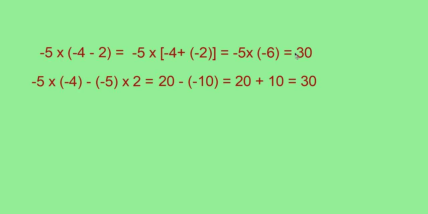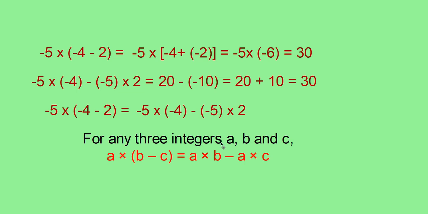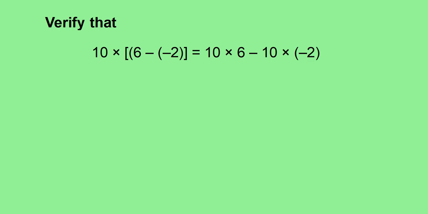Now look at these two questions. Both give the answer 30. So we can say negative 5 into (negative 4 minus 2) can be written as negative 5 into negative 4 minus negative 5 into 2. So we can conclude, for any three integers a, b and c, a into (b minus c) is equal to a into b minus a into c.